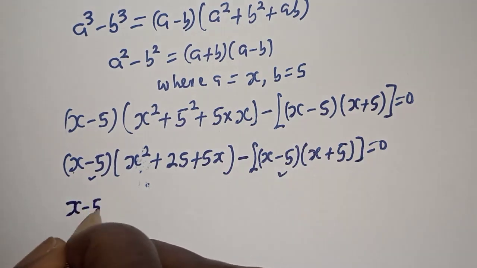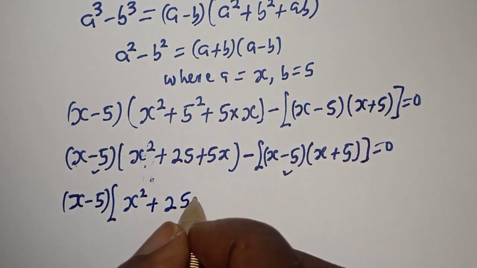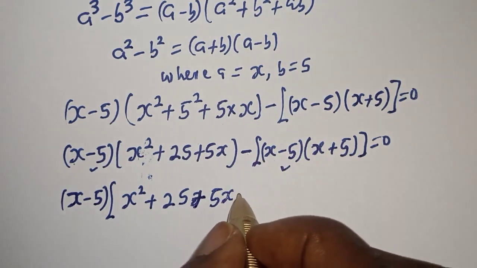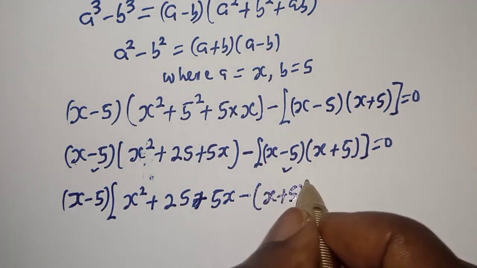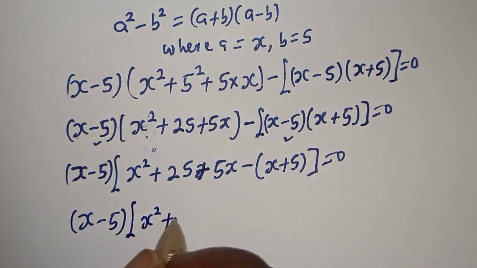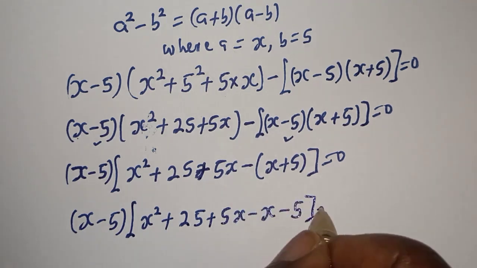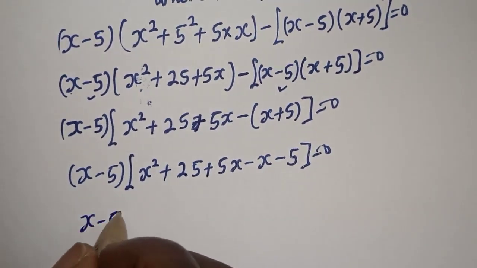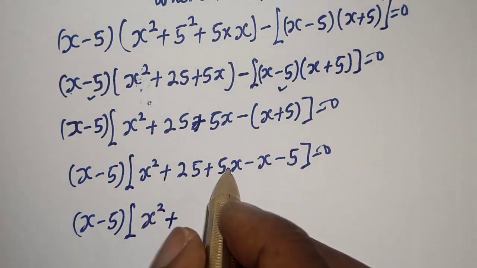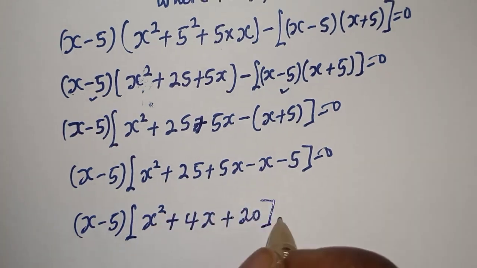We have s minus 5, bracket s squared plus 25 plus 5s, then here we have minus s plus 5 equal to 0. s minus 5, bracket s squared plus 25 plus 5s minus s minus 5 equal to 0. s minus 5, bracket s squared plus 5s minus s, that is 4s, plus 25 minus 5, that is 20, equal to 0.